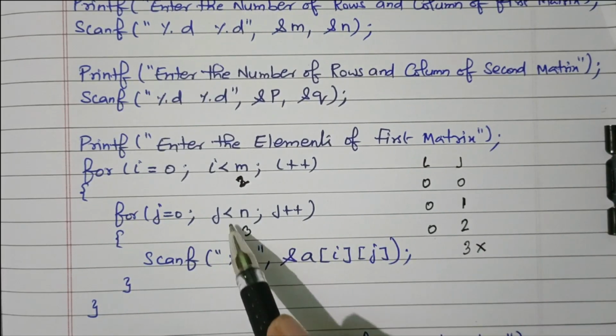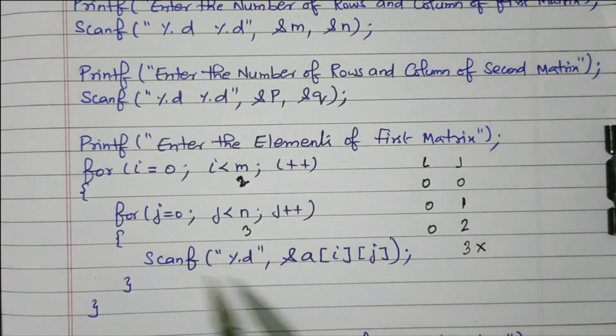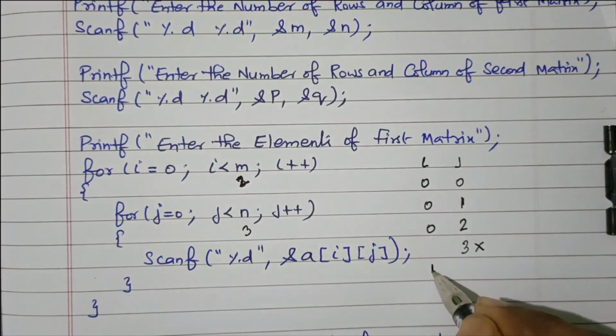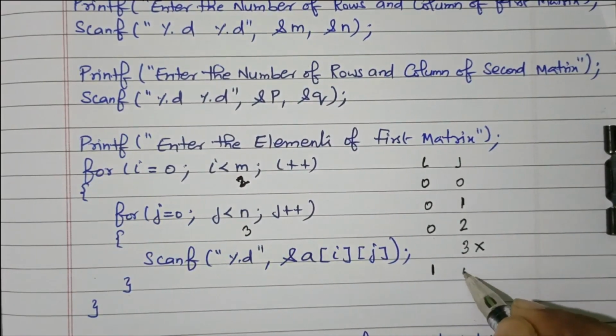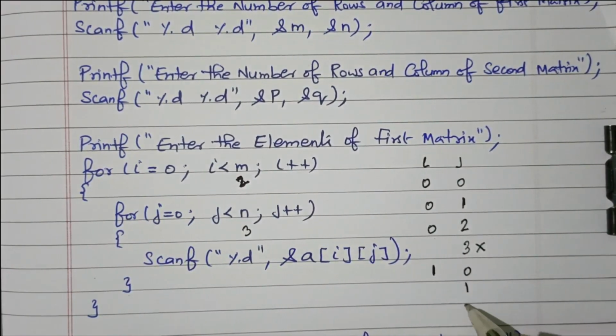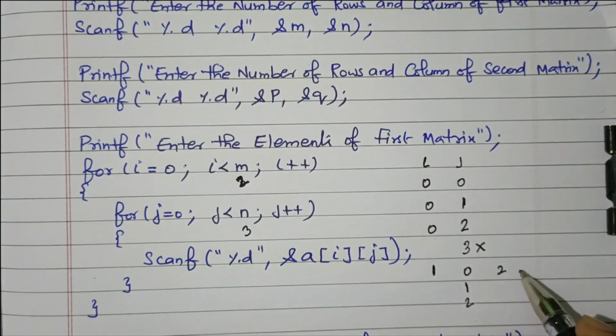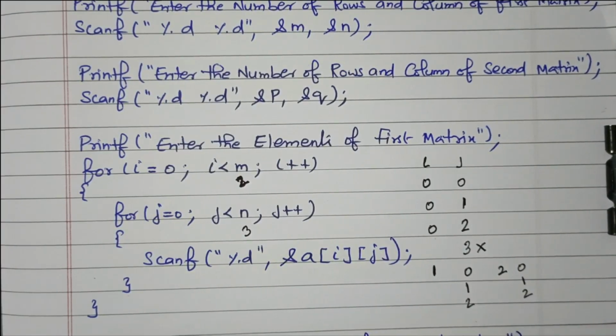So this inner loop is terminated and it will go to the outer loop. Now j becomes 1. Again I will vary from 0, 1, 2 like that. So the remaining variables are stored in 1 0, 1 1, 1 2. Then again it will go to the outer loop, 2 0. Then it will be varied to 2 0, 2 1, 2 2. So correspondingly the elements are stored in the variable, right?